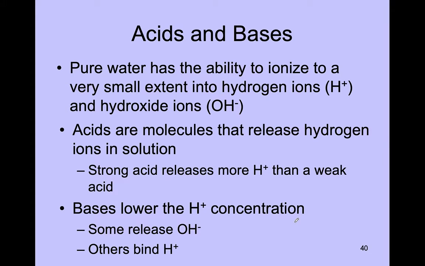So acids are molecules that release hydrogen ions. Really strong acids will release more hydrogen ions. That solution will ionize more frequently, releasing more hydrogen ions than a weak acid. And bases will lower the hydrogen ion concentration, usually by either releasing or adding hydroxyl groups. When we add more hydroxyl groups to an acid, that's going to bind and tie up those hydrogen ions, those protons, and decrease the acidity of the solution.